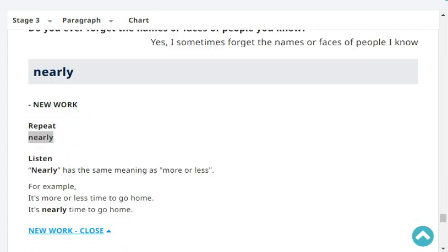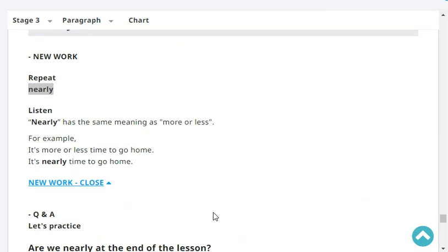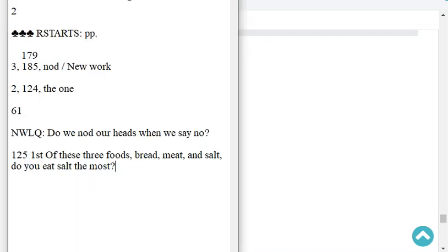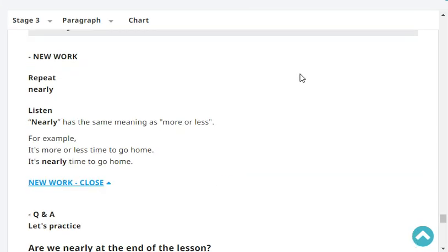Next, repeat. Nearly. Very good. Okay, listen. Nearly has the same meaning as more or less. Nearly or more or less. For example, we can say it's more or less time to go home, or it's nearly time to go home.